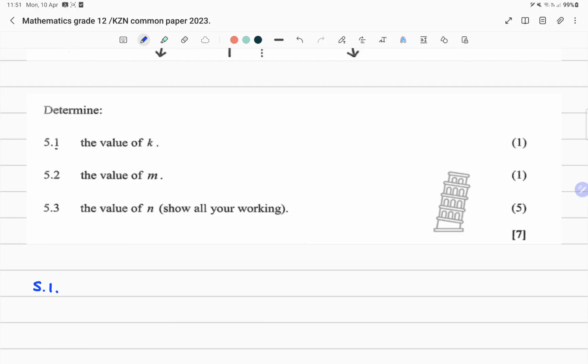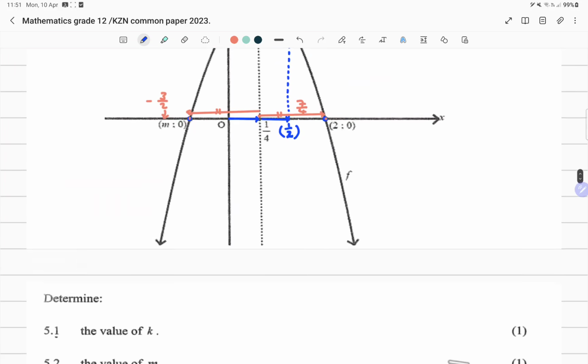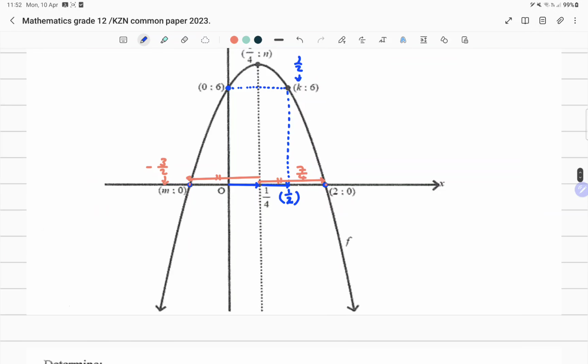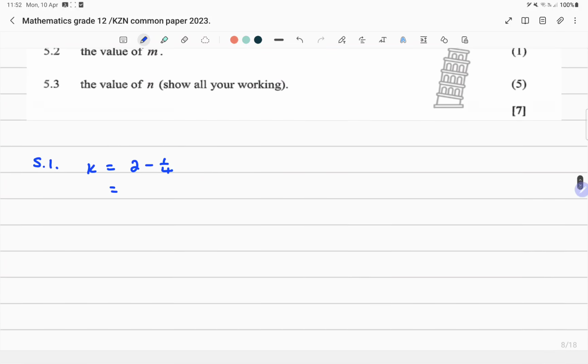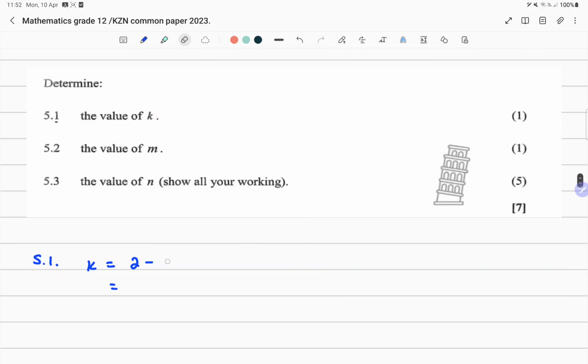So for 5.1, we know that k is basically going to be 2 minus the quarter, right? Not a half, but a quarter, sorry. You're subtracting that x value because k is basically the value from halfway there to there. All right, so yeah, no, that's not true. Here you went.